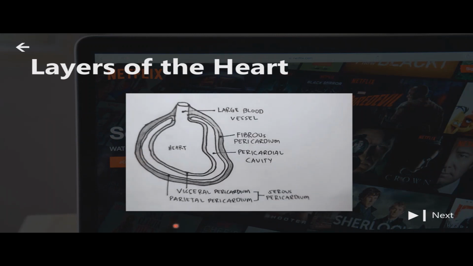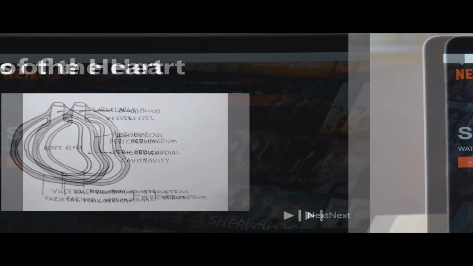There are 3 layers of the pericardium, and these are the fibrous pericardium, which is a layer of connective tissue that provides support and protection for the heart. The second one is the serous pericardium. It helps to lubricate your heart. Also, it is further divided into 2 more layers, the visceral and the parietal layers. Lastly, the pericardial cavity. It acts as mechanical protection for the heart and big vessels.